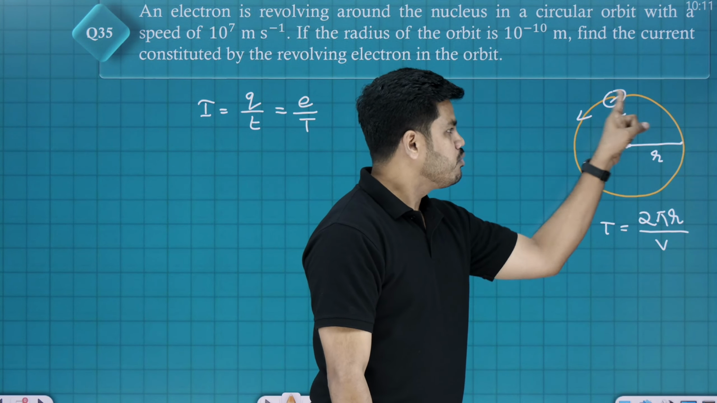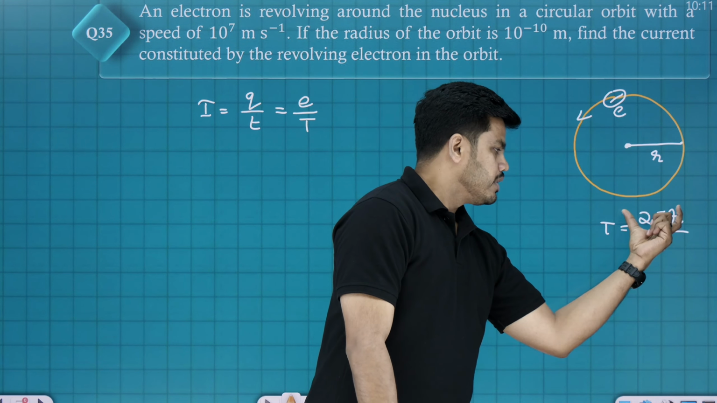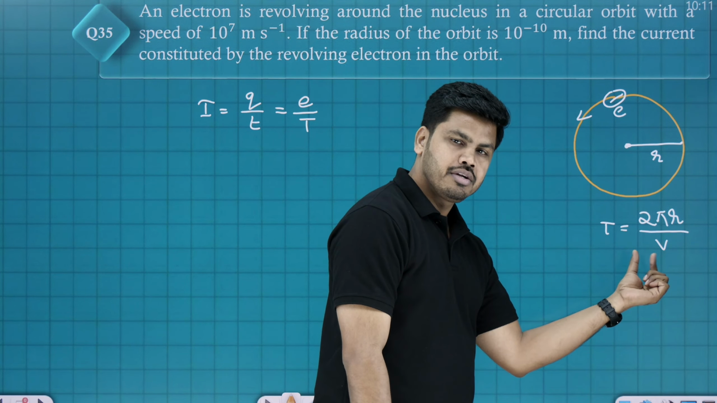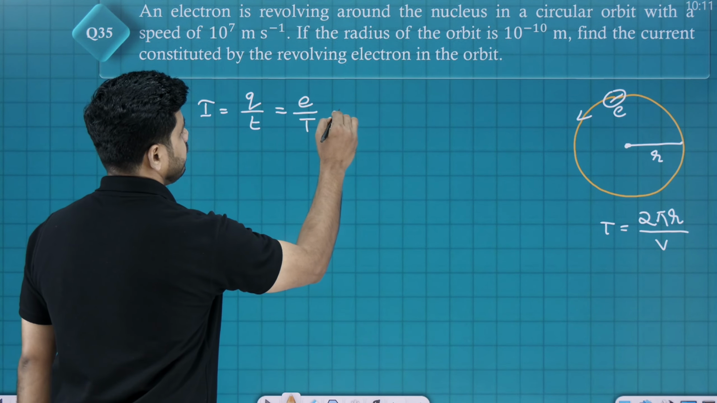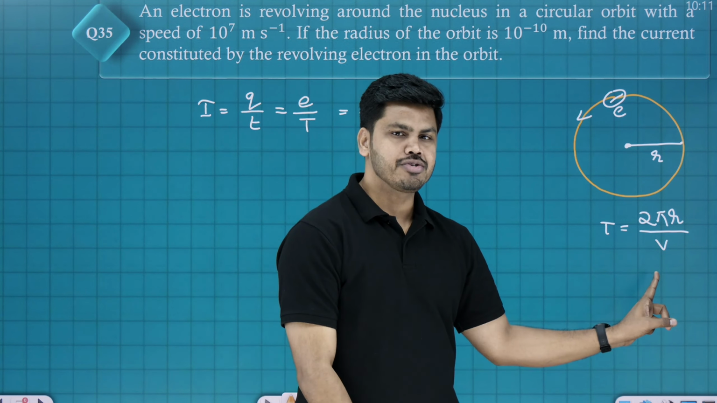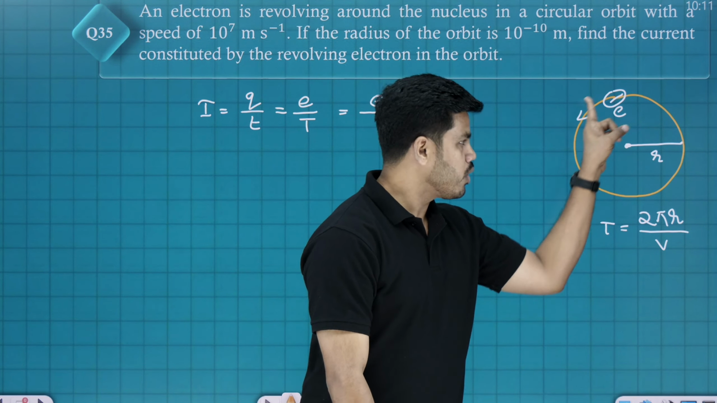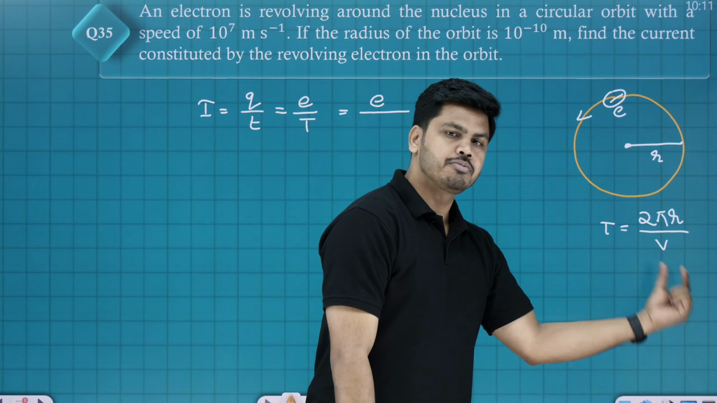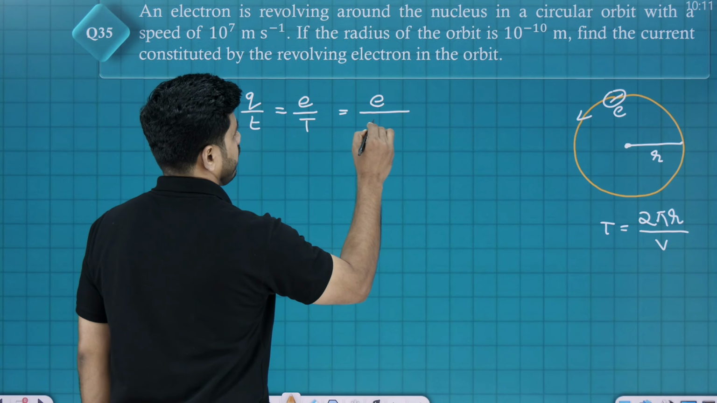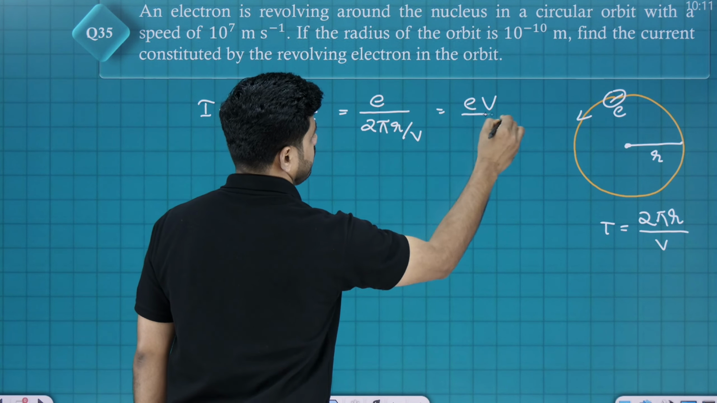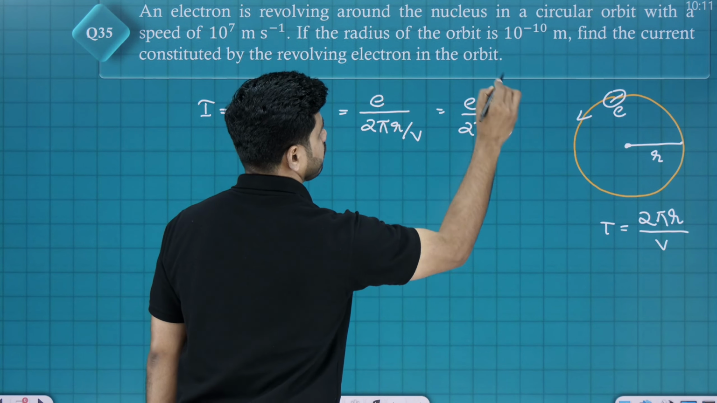Time taken to complete one revolution is equal to distance traveled in one revolution divided by speed of revolution. So that is the time period. If we substitute that value here, we get E divided by the time period, which is 2 pi r divided by v, so I is going to be EV divided by 2 pi r.